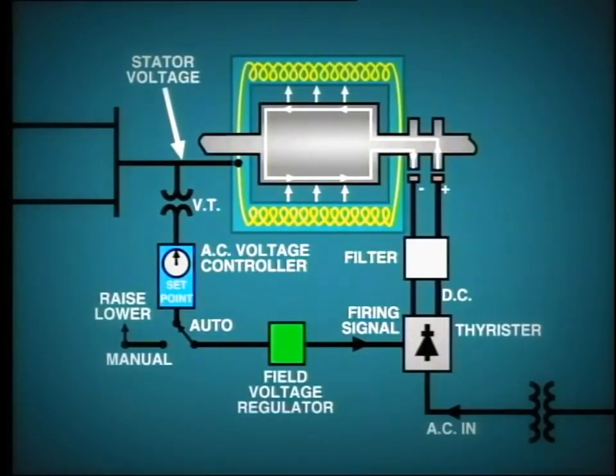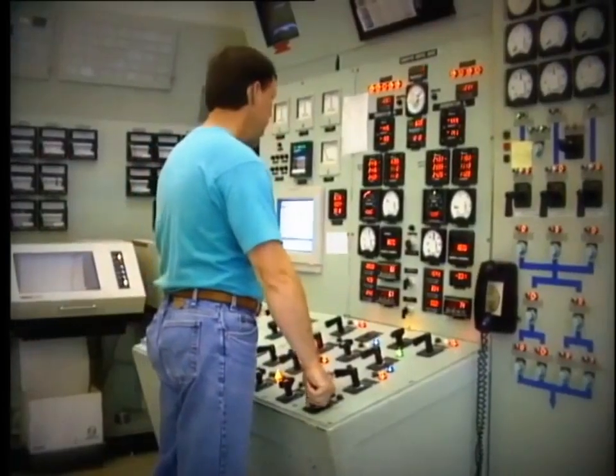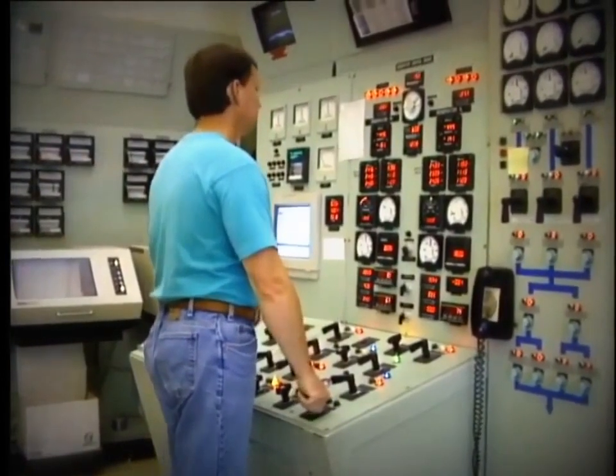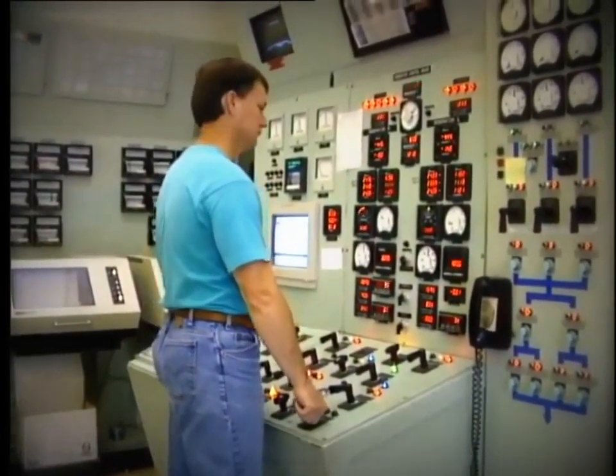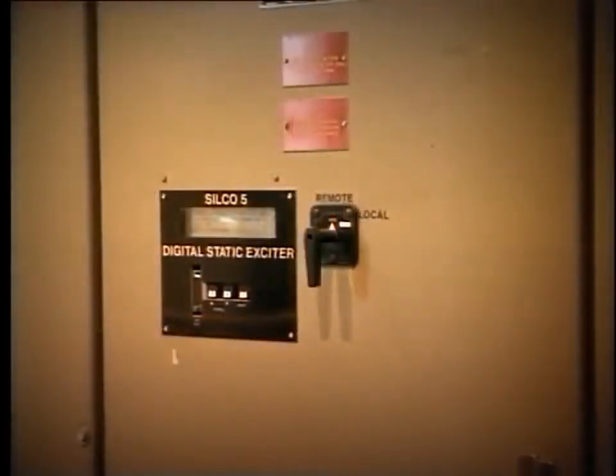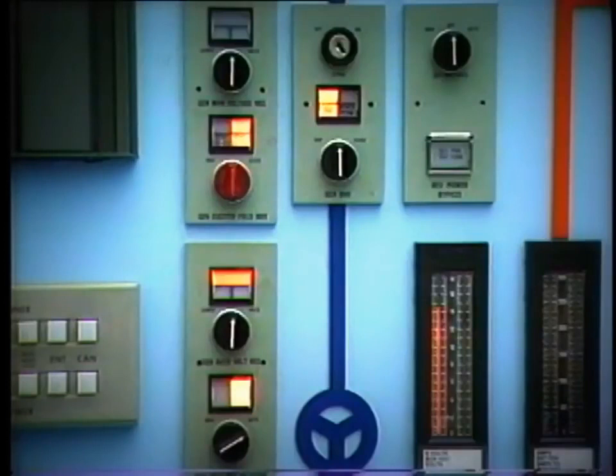This controller monitors the generator bus output voltage through VTs and automatically adjusts excitation to maintain the set point voltage. The operator can adjust this set point and thus exercise control while the excitation system is operating in auto. All of these components of the static excitation system are normally located in the excitation panel close to the generator. Of course, the auto and manual control inputs are also located on the operator's panel.